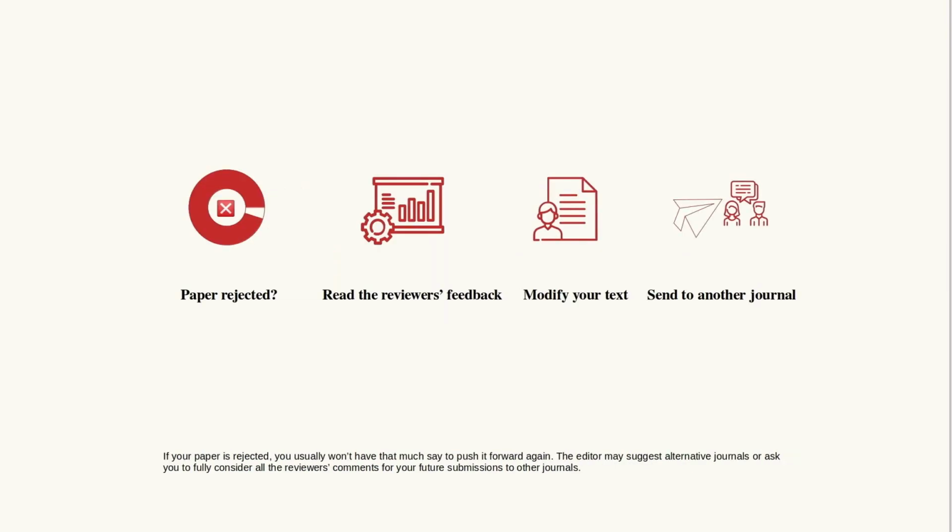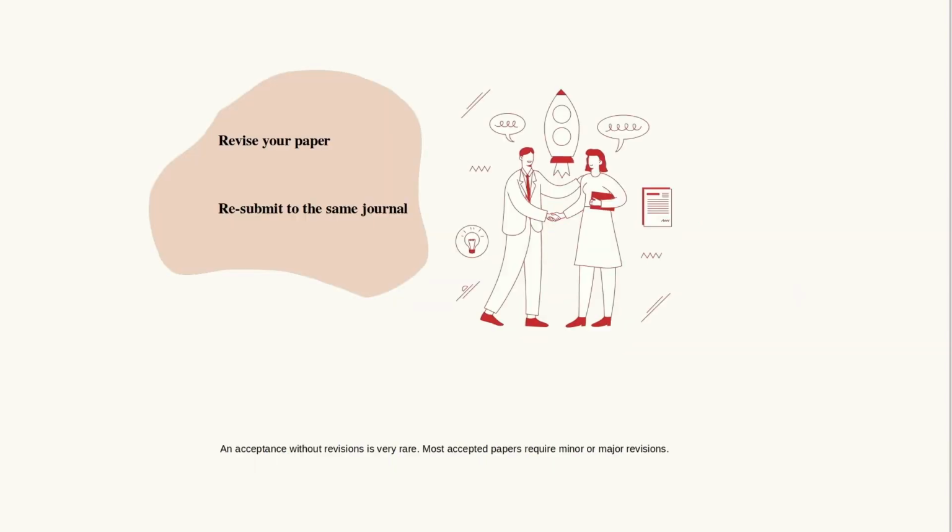If your paper is rejected, you usually won't have that much say to push it forward again. The editor may suggest alternative journals or ask you to fully consider all the reviewers' comments for your future submissions to other journals. And acceptance without revisions is very rare. Most accepted papers require minor or major revisions.